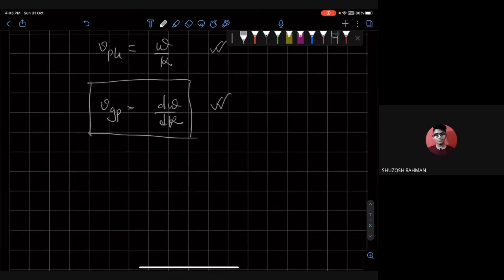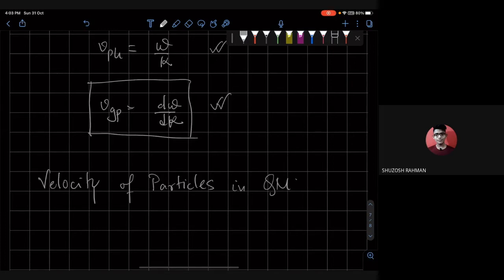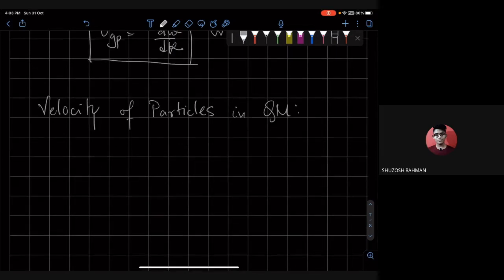Okay, so let's go to the velocity of particles in quantum mechanics. So again, we go back to the Einstein-de Broglie relationships.